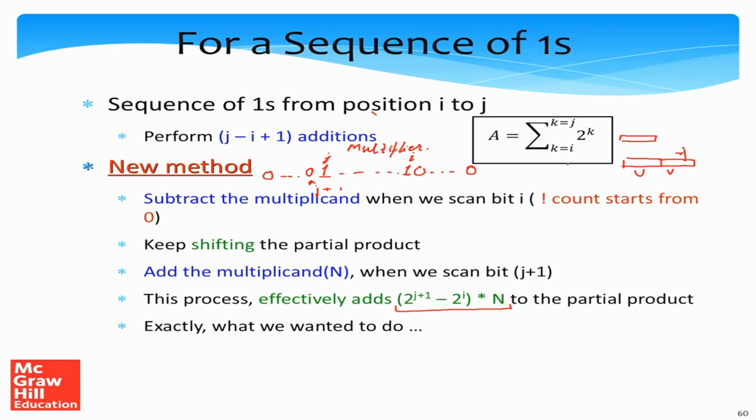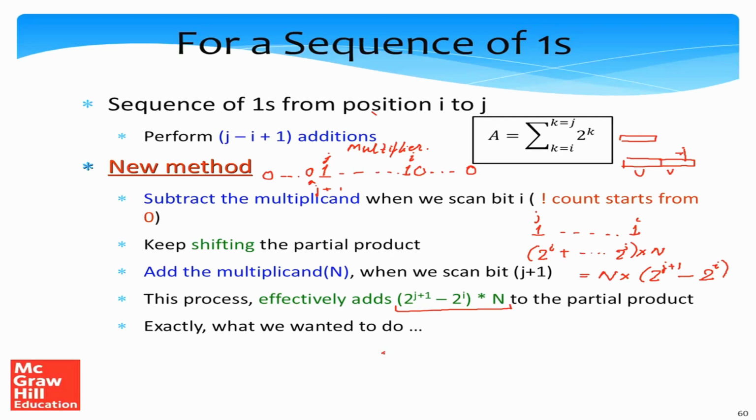I mean, in this case, when we have a continuous sequence of ones from i to j, what we are adding to the partial product is essentially a summation of 2 raised to the power i till 2 raised to the power j, multiplied by the multiplicand. The summation of this, as we have seen, is 2 raised to the power j plus 1 minus 2 raised to the power i. So this is exactly what we wanted to do.